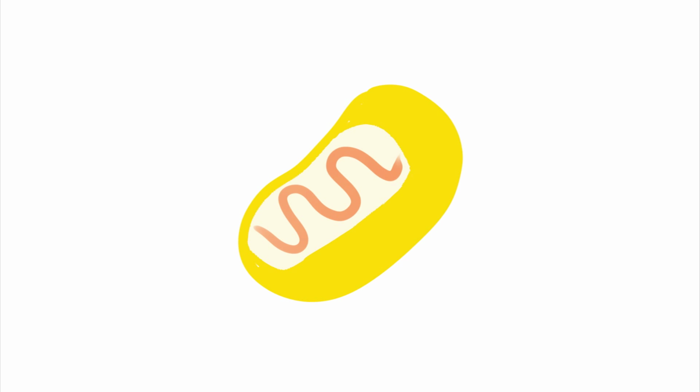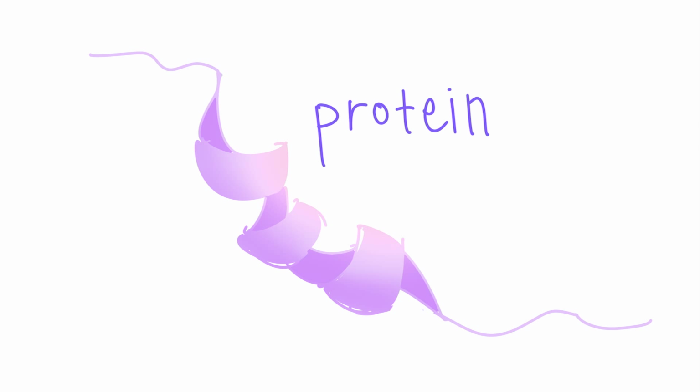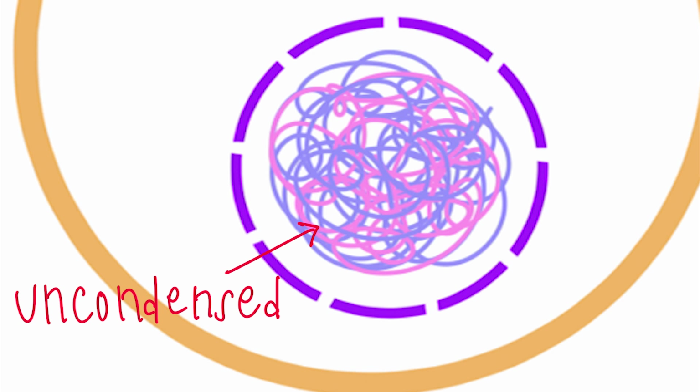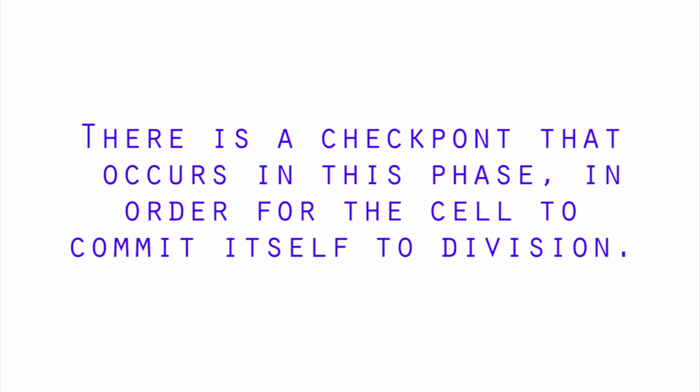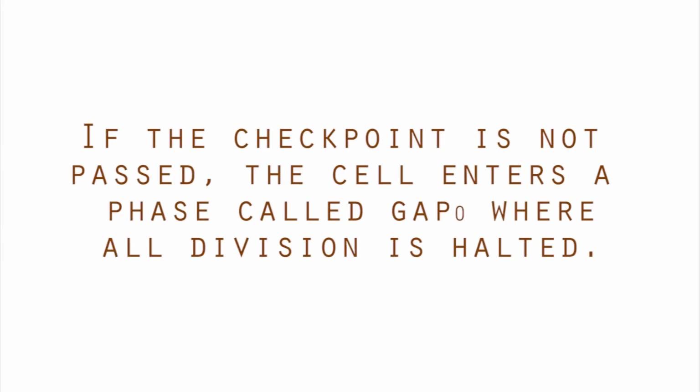Interphase begins with Gap1 phase. This is where the majority of cell growth occurs. Some organelles duplicate and there is a protein buildup. mRNA synthesizes and DNA is found in the form of uncondensed chromatin. There's a checkpoint that occurs in this phase in order for the cell to commit itself to division. If the checkpoint is not passed, the cell enters a phase called Gap0 where all division is halted.